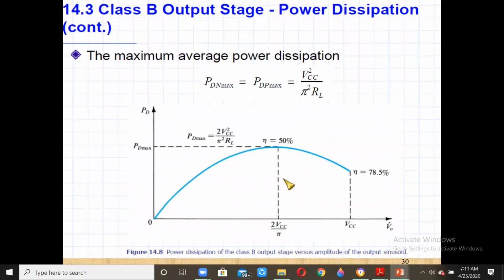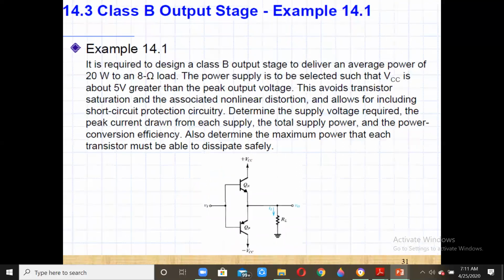So at the maximum power dissipation, the efficiency is only 50%. But later, when the output becomes equal to VCC, we will have the efficiency theoretically as 78.5%. However, it will be a little lesser than this. We can almost consider 70 to 75%.